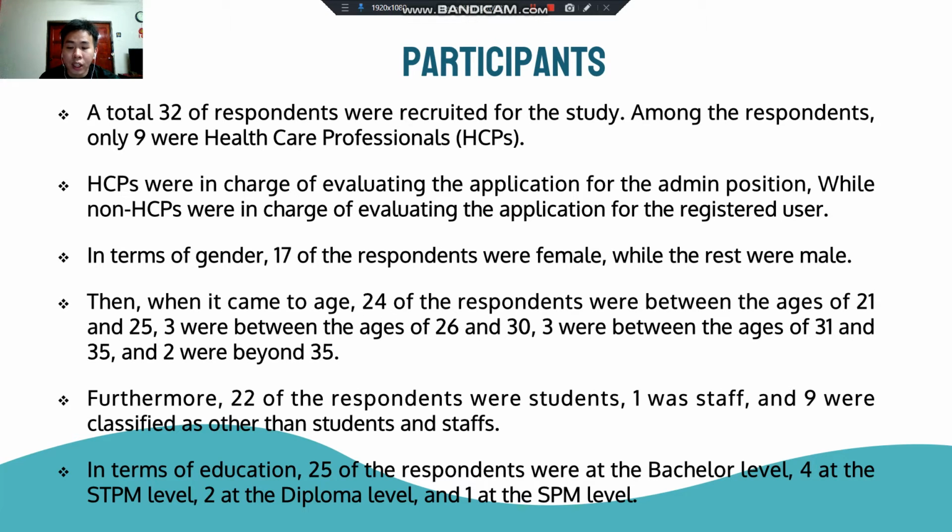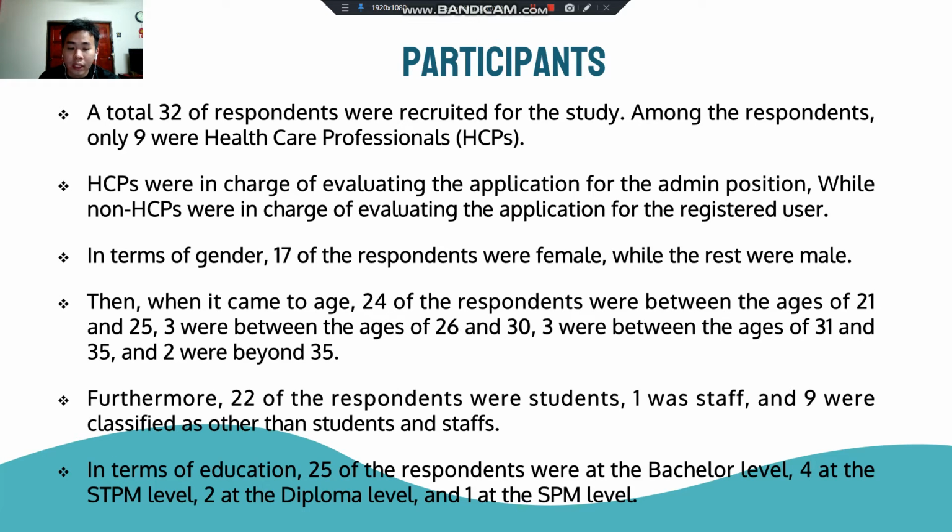Then when it comes to age, 24 of them were between the ages of 21 and 25, 3 were between the ages of 26 and 30, 3 of them were between the ages of 31 and 35, and 2 of them were beyond 35 years old. Furthermore, 22 of the respondents were students, 1 of them was staff, and 9 of them were classified as other than student and staff.